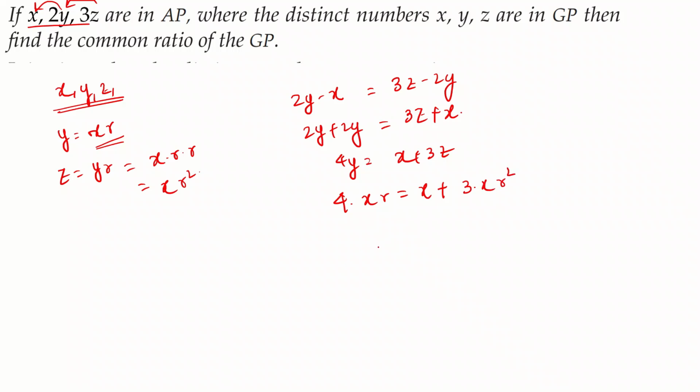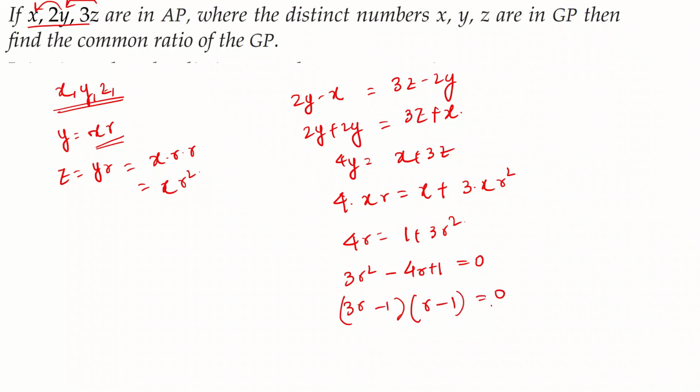I can take x common and cancel from each side, so I get 4r is equal to 1 plus 3r square. I get a quadratic equation in terms of r. So 3r square minus 4r plus 1 is equal to 0. So I get this on factorization: 3r square minus r minus 3r plus 1. Yeah, this is the factorization.